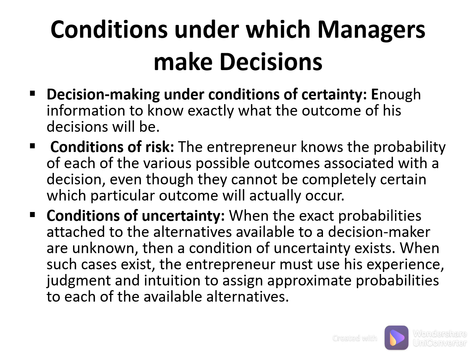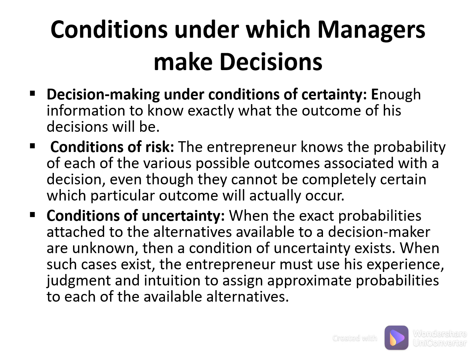When you're dealing with a non-environment or issues that normally happen like routines, you may take a decision under a condition of certainty because you are very much assured of the likely outcomes of your decisions and what is really going to be the result. And then, condition of risk. The entrepreneur knows the probability of each of the various possible outcomes associated with a decision, even though they cannot be completely certain which particular outcome will actually happen.